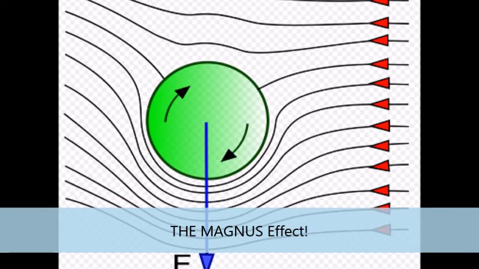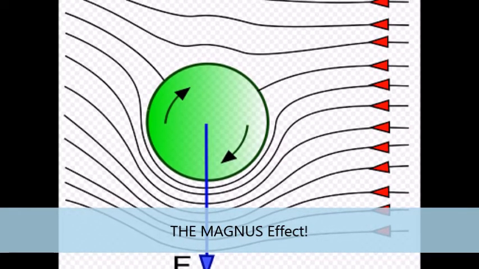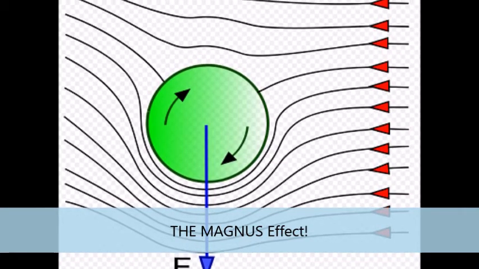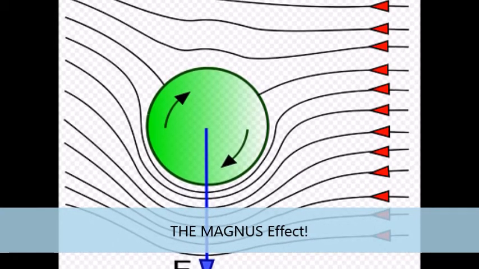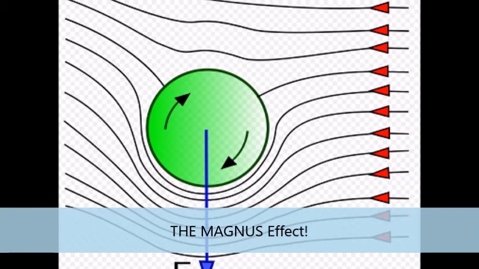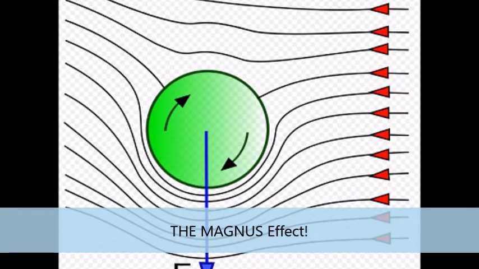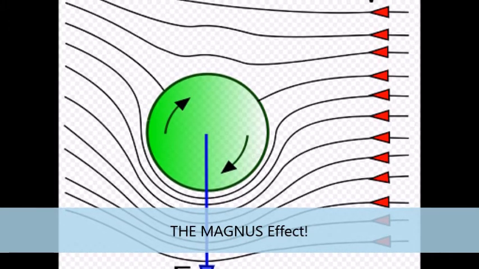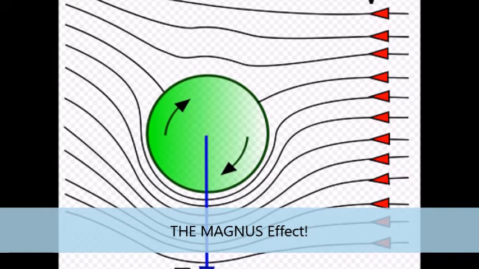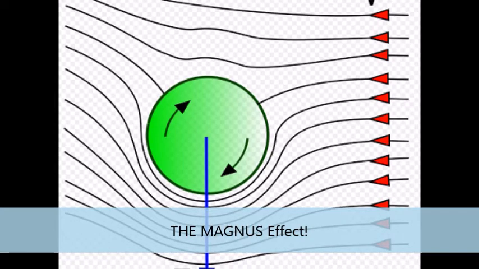In this picture, the velocity of the air around the top half of the ball is different, actually less, than the air velocity around the bottom half of the ball. This is because the tangential velocity of the ball in the top half acts in the opposite direction to the airflow, and the tangential velocity of the ball in the bottom half acts in the same direction as the airflow.